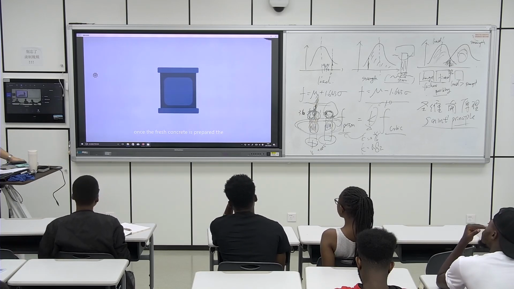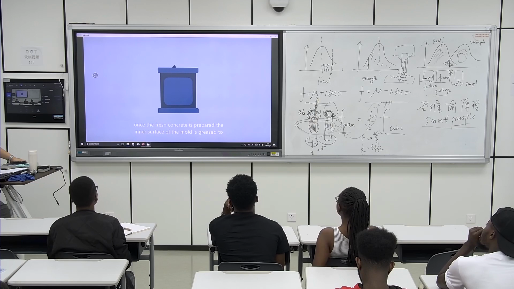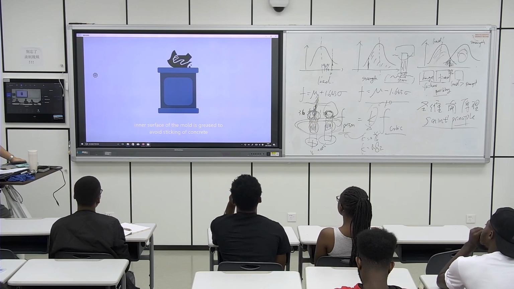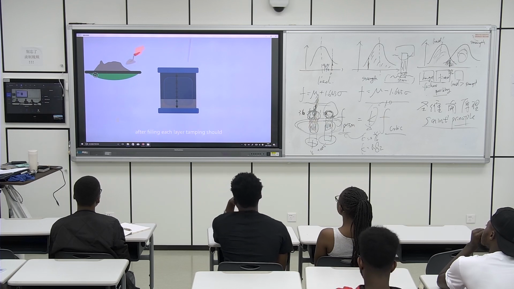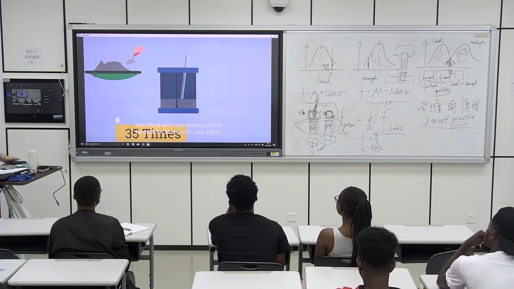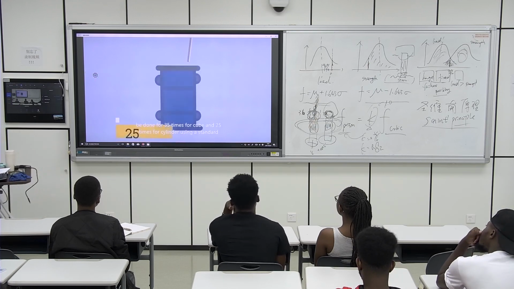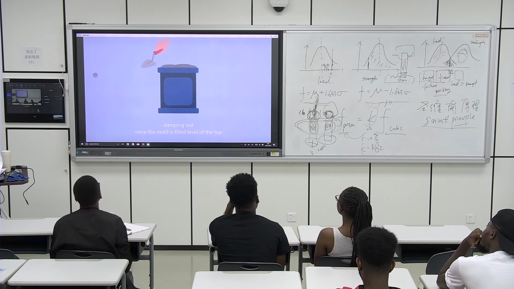Once the fresh concrete is prepared, the inner surface of the mold is greased to avoid sticking of concrete. The prepared fresh concrete is then filled in the mold in 4 layers. After filling each layer, tamping should be done 35 times for a cube and 25 times for a cylinder using a standard tamping rod. Once the mold is filled, level the top surface with a trowel.